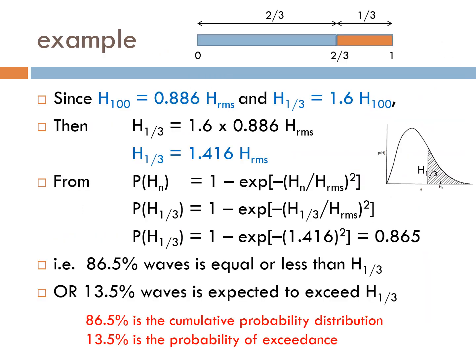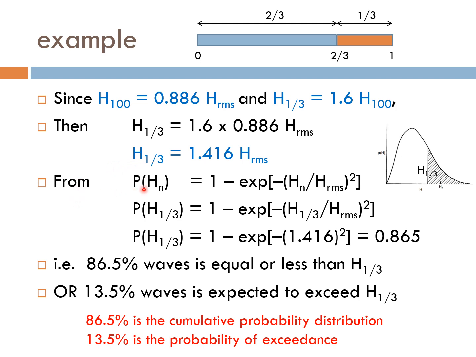Now from the previous slide, we know that the Rayleigh distribution shows h average is equal to 0.886 of HRMS, and h1/3 is equal to 1.6 of h average. If we combine these two, you notice that h1/3 is equal to 1.6 times h average, wherever h average is actually this, so we put it inside here. So if we calculate, we get h1/3 is equal to 1.416 of HRMS, and you can find this in the previous slide as well. So basically they are all consistent.